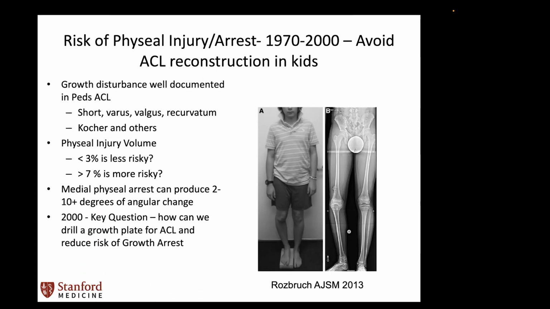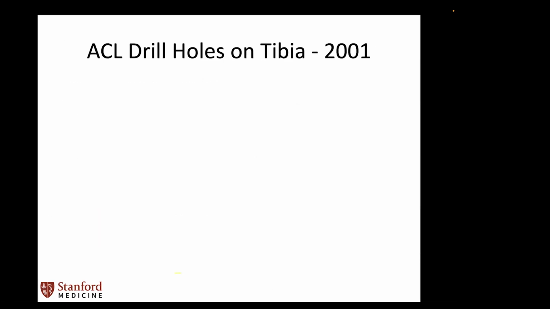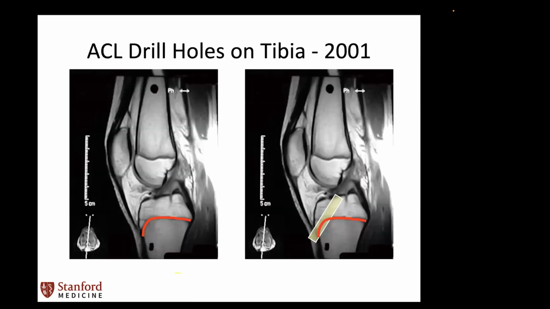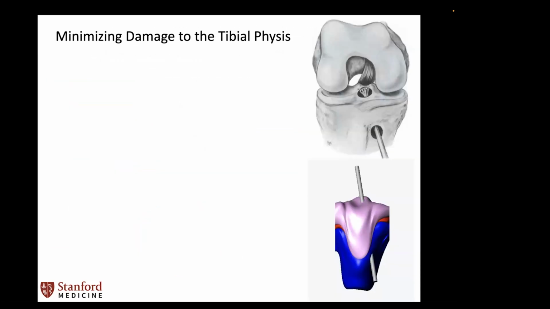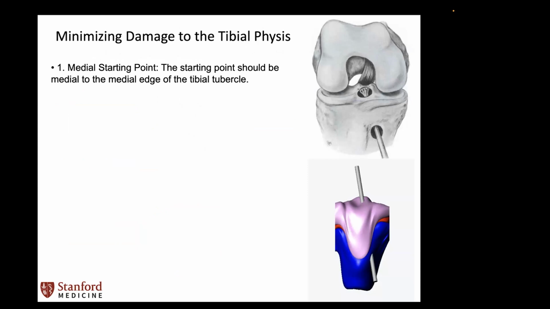One of the questions I had, right out of my training in the early 2000s, was can we minimize the risk of growth plate arrest with certain choices in how we perform drill holes? And so this is some of this manual measurement where we actually traced MRI images and then put them into a computer to create three-dimensional images. This is all manual tracing. And I found that there's a couple things you could do.